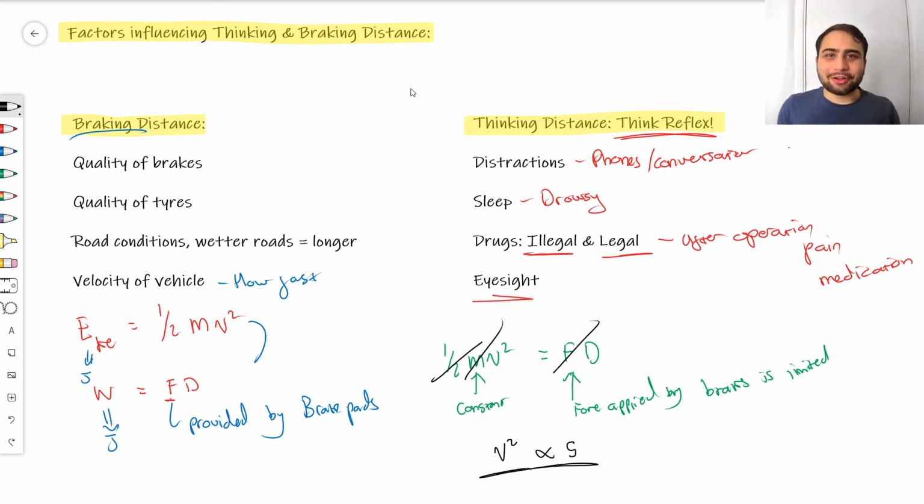which is why speed limits on the road are not at regular intervals. They're at very specific intervals to account for the fact that there is a non-linear, a sort of square relationship between the two values.